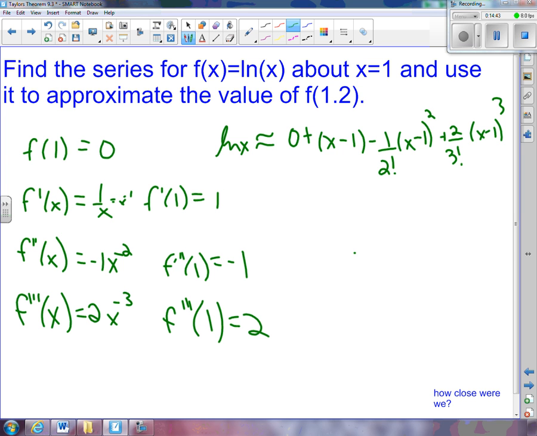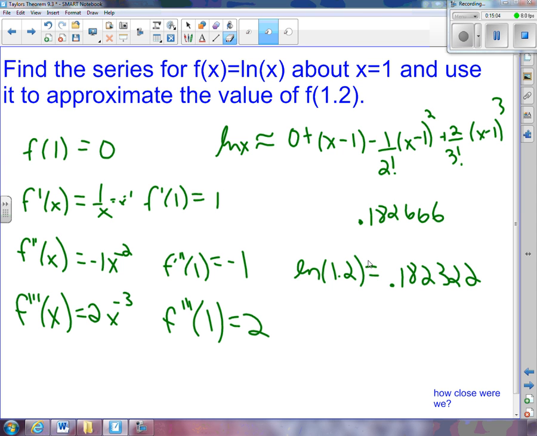So did you get 0.18266? Good. Do you want to know the actual? So what is the ln of 1.2? 0.182322. That's fine. Okay, so let's make sure that we go to the same number of decimal places. So I'm just going to put another 6 here. It's a 7, so it rounds up. Fine, you can round it up. Not very accurate. So now, what is our error?